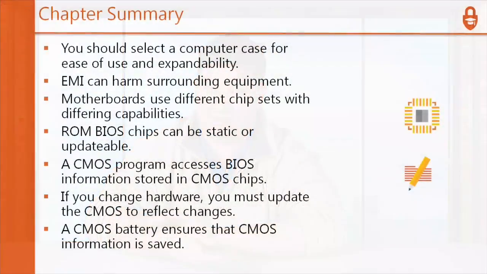A CMOS program accesses the BIOS, the basic input-output system information stored in your CMOS chips. So if you change your hardware, you must update the CMOS to reflect changes. This is true, but you can't just go and change the hardware. You have to make sure that that motherboard and that BIOS support the hardware, right? And if the BIOS doesn't, then chances are you'll be able to upgrade it. But if the board doesn't, then it's just not going to work. You're going to need a new motherboard. So all these parts have to be compatible. If you change hardware, you must update the CMOS to reflect the changes. So just remember, if you're going to change it, you got to make sure it's supported.